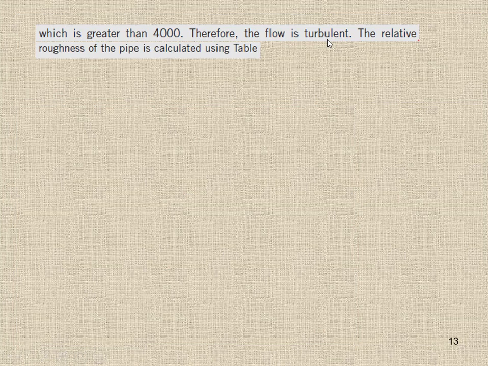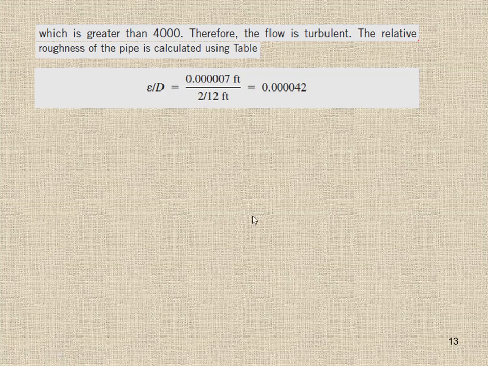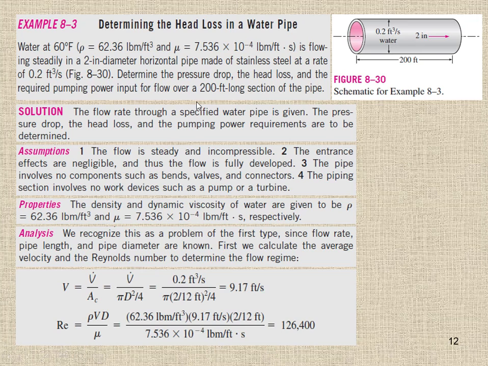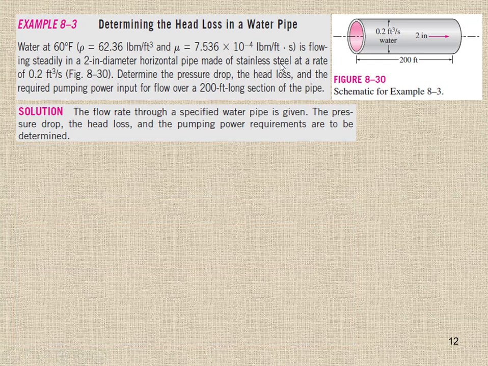So we cannot use f equals 64 over Re anymore. For turbulent flow, the relative roughness of the pipe is needed, epsilon by D, or E by D. So what is the relative roughness and what is the type of material we are using? Here you see a stainless steel pipe. For the stainless steel pipe, what is the relative roughness? Go back to the chart and let's see.